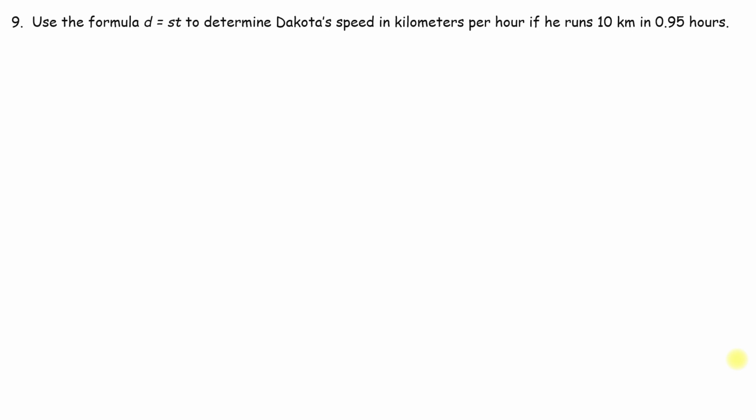Use the formula D equals S times T to determine Dakota's speed in kilometers per hour if he runs 10 kilometers in 0.95 hours. So d is the distance, s is the speed, t is the time. Now we're given the distance, 10 kilometers. We're asked for the speed, we don't know it. And we're given the time, 0.95 hours. So we take these values and we plug them into the equation. 10 equals 0.95 s.